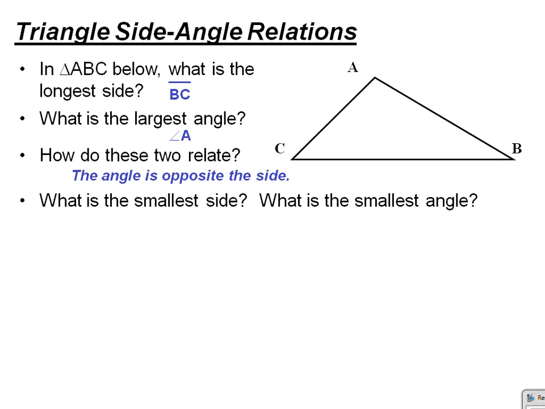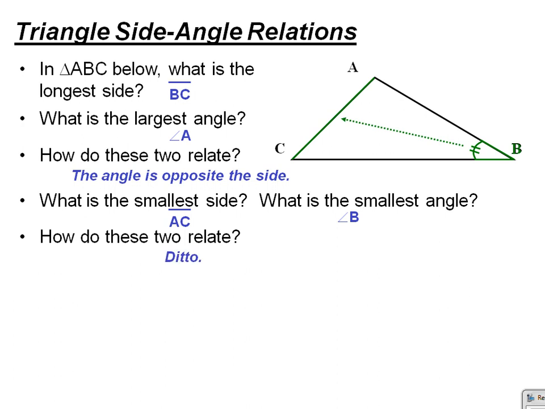On the other hand, what about the smallest side and the smallest angle? Again, judging by appearance, you'll notice that the smallest side length is AC and the smallest angle appears to be angle B. And again, what do you notice about these two? How do they relate? Just like in the previous example, the smallest angle is opposite the smallest side.